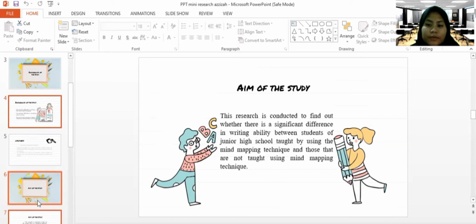I would like to implement the mind mapping technique in teaching writing in the experimental group. Then, to compare the results, I will teach writing to the other class, that is the control group, without the mind mapping technique, just modeling the text and asking them to write.